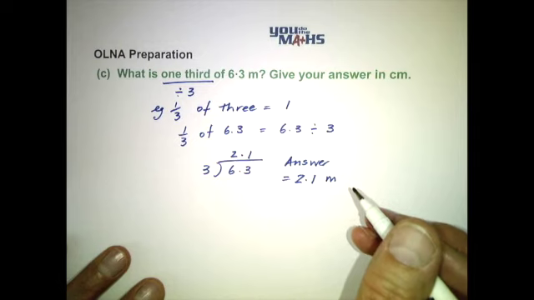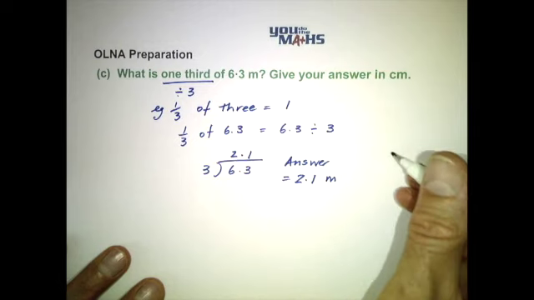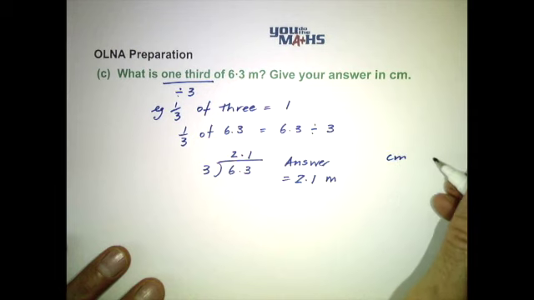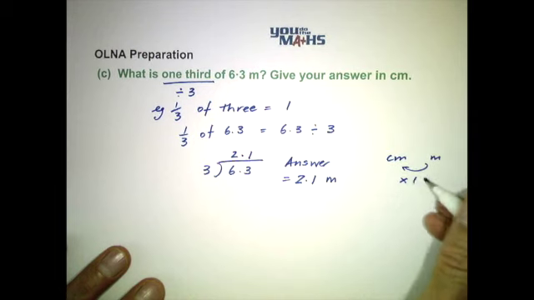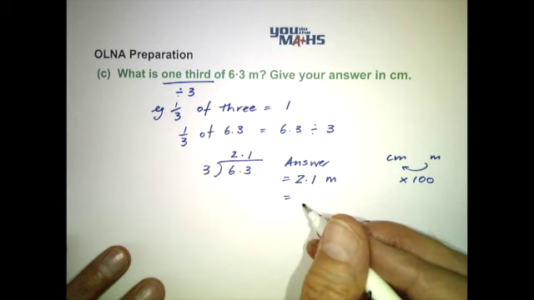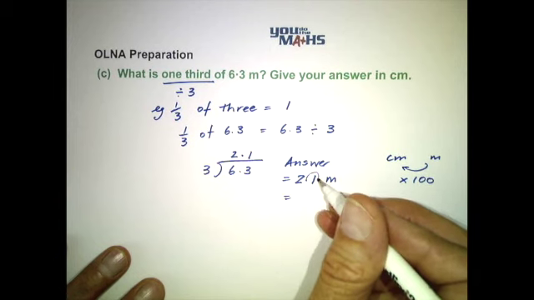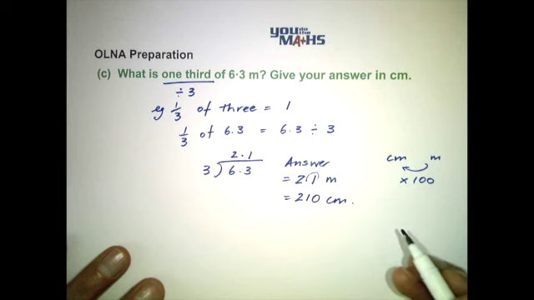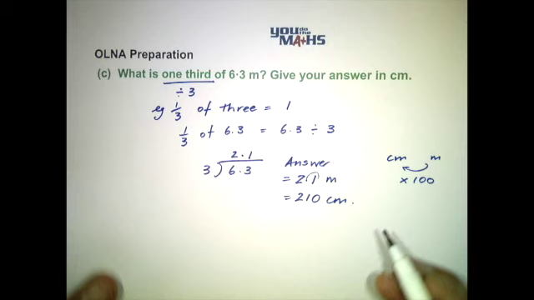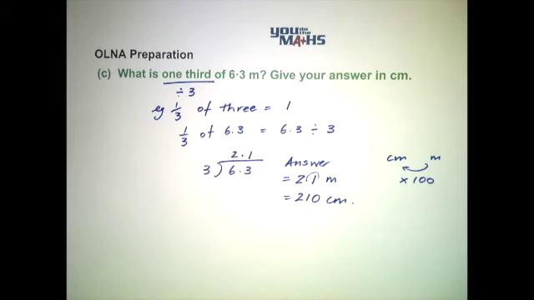But our answer has to be in centimetres. So we'll do a little conversion chart between centimetres and metres. 1 metre, we need to multiply by 100 to convert to centimetres. So 2.1, we move the decimal point 1 place when multiplying by 10, and then a further 0 when multiplying by 100. And our answer is 210 centimetres.